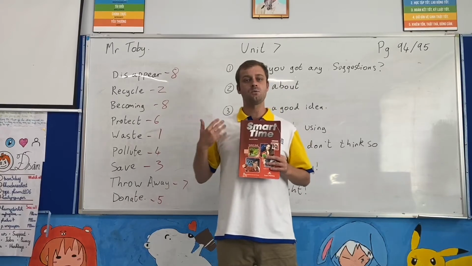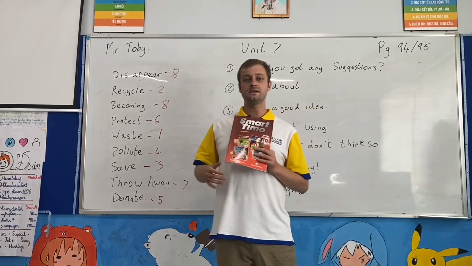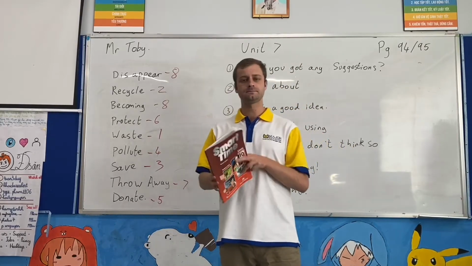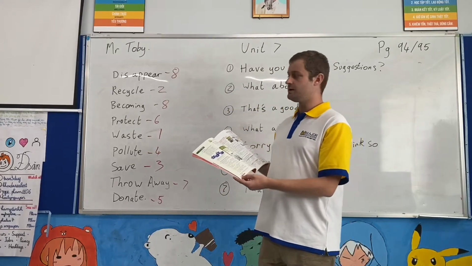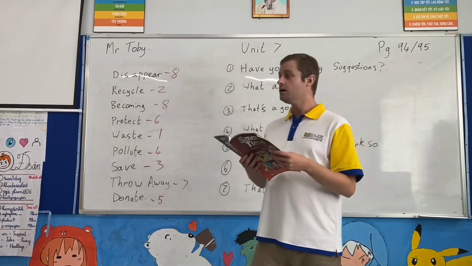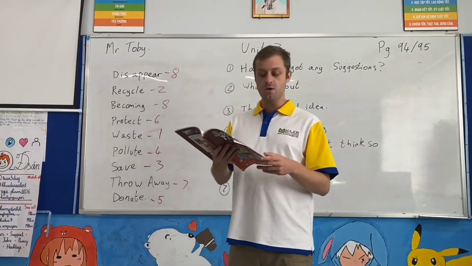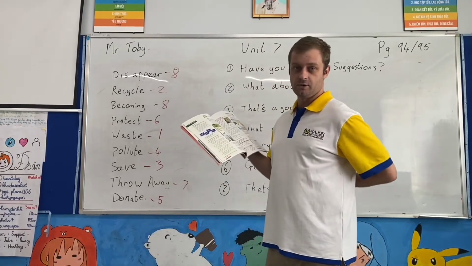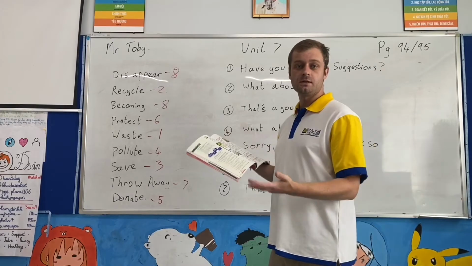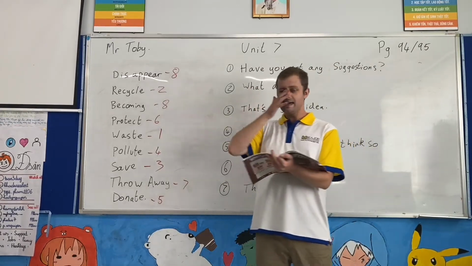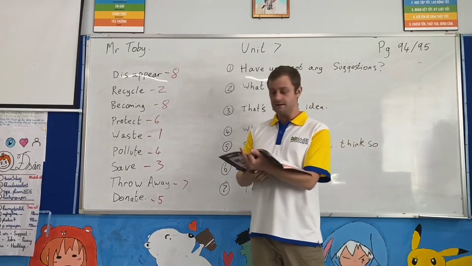Okay, hello and welcome back to our online teaching looking at the Smart Time Grade 10 book, focusing on Unit 7, page 94 and 95. Last week I sent you some homework to do exercise number 2 on page 94, filling in missing words and vocabulary about the environment. Here are your answers, okay?